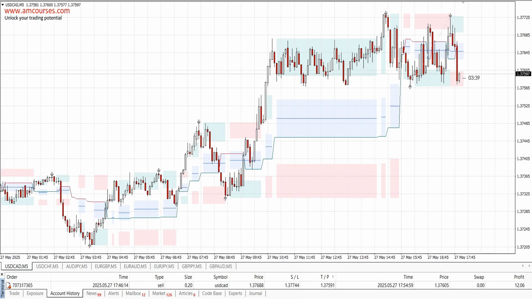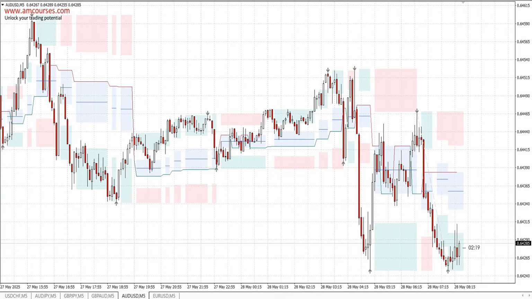Stay tuned. In just a moment, I'll show you a live trade example using this exact setup. You'll see how all of this comes together in a real market situation. Let's head over to the chart now.